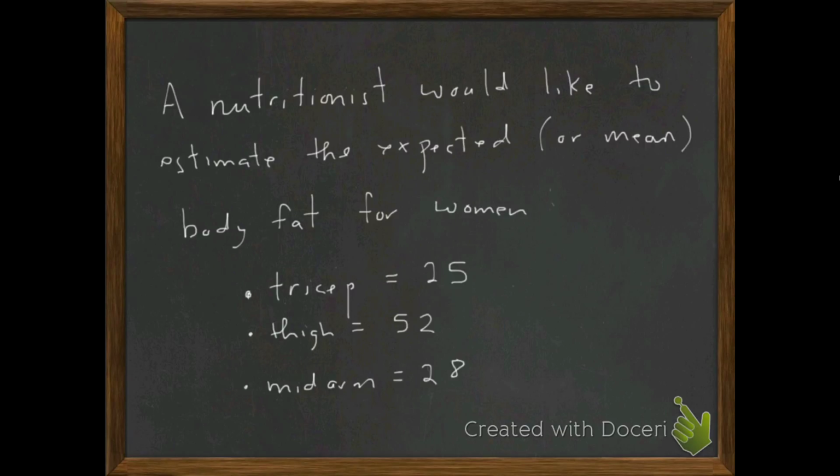So let's say that a nutritionist would like to estimate the expected or mean body fat for women, again 25 to 34 years old, with tricep equal 25, thigh equal 52, and a mid-arm of 28. So guys, what we're doing here is, I'm yawning here, we're focusing on the mean response just for this particular profile of women.